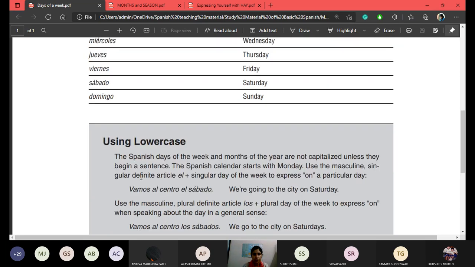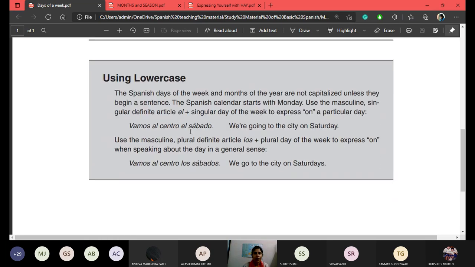So you will see here also: Vamos al centro el sábado, ¿no? We are going to the center, or to the city. Center is the city actually, el sábado. In place of writing "on Saturday", they are writing el sábado, ¿vale? On Saturdays, when it comes as plural, people will say I go for yoga class, or I do yoga on Saturdays, or I eat outside on Sundays, or I go for parties on Fridays.